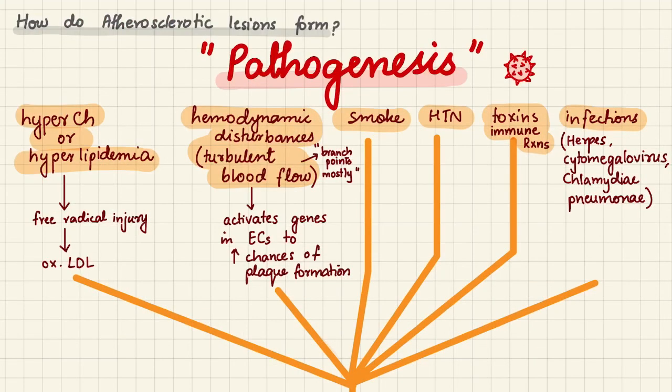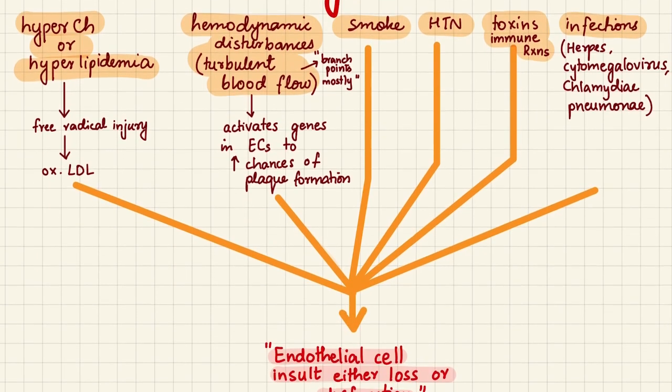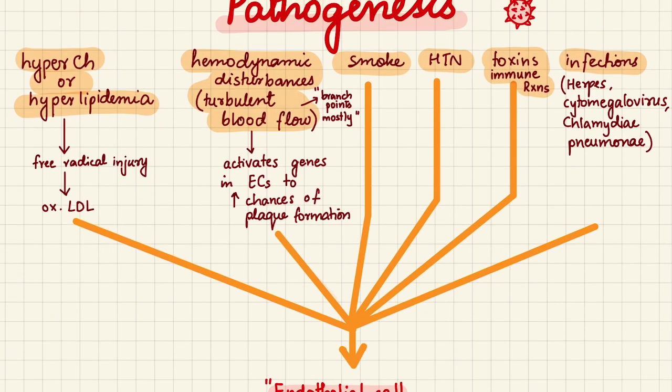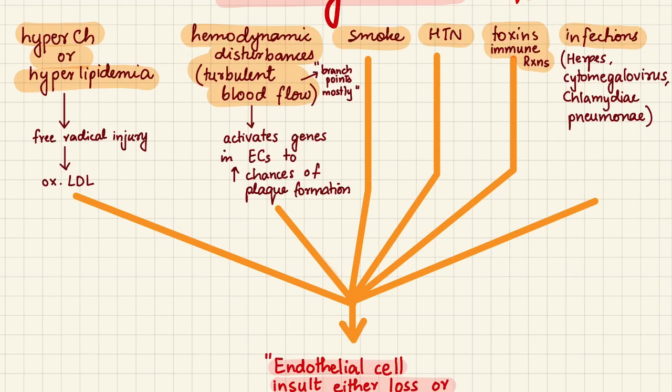Coming to the pathogenesis of atherosclerosis, to know how these atherosclerotic lesions form, we first need to see that the main reason these plaques are initiated is endothelial cell injury or insult, either loss of endothelial cells or dysfunction of endothelial cells. There can be a number of processes which cause this endothelial cell injury.